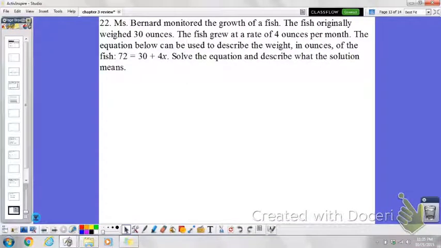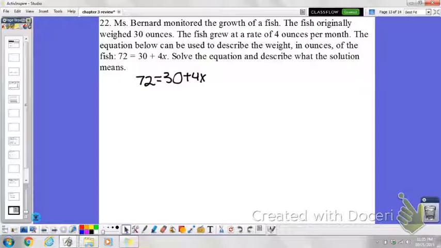Number 22 says, Mrs. Barnard monitored the growth of a fish. The fish originally weighed 30 ounces. The fish grew at a rate of 4 ounces per month. The equation below can be used to describe the weight in ounces of the fish. 72 equals 30 plus 4x. We need to solve this equation to describe what the solution means. So if we take 72 equals 30 plus 4x and solve it, we need to find out what that actually means.